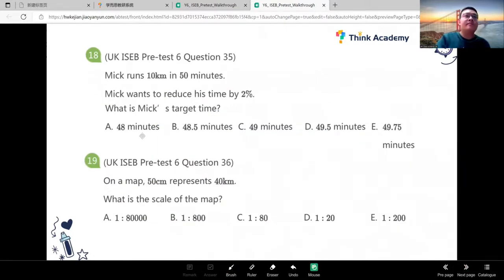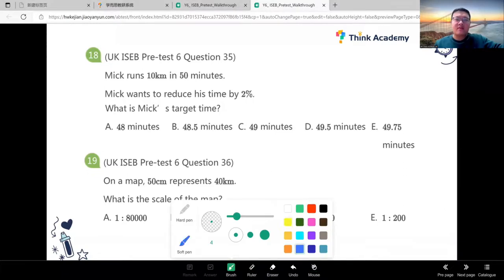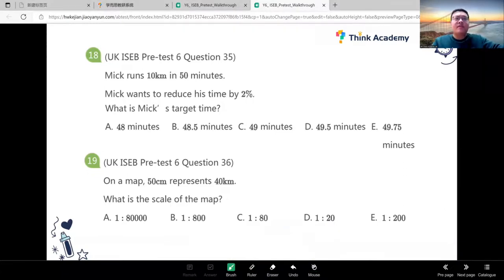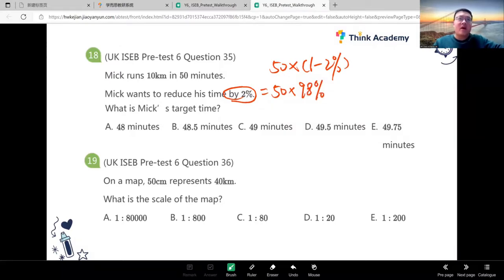Next question. Mick runs 10 kilometers in 50 minutes. Mick wants to reduce his time by 2%. What is Mick's target time? I think it's a very easy question. You have to reduce it by this much. So actually the target time is 50 times by 1 take away 2%. So that will be 50 times by 98%. That will be the target time that Mick wants.